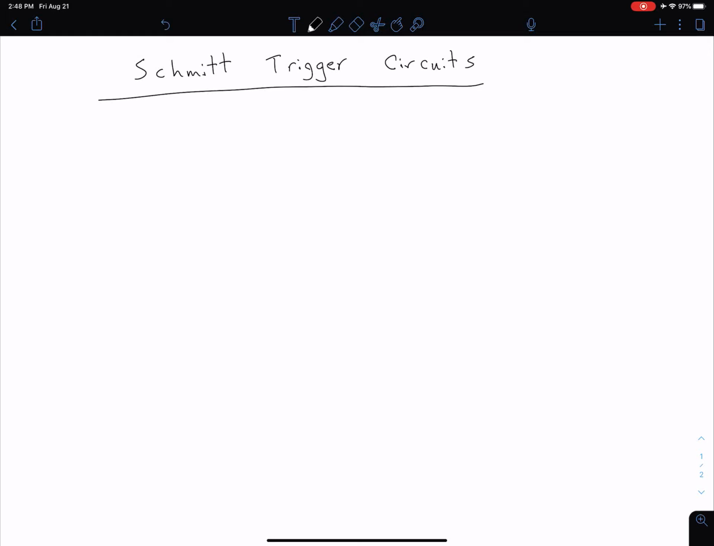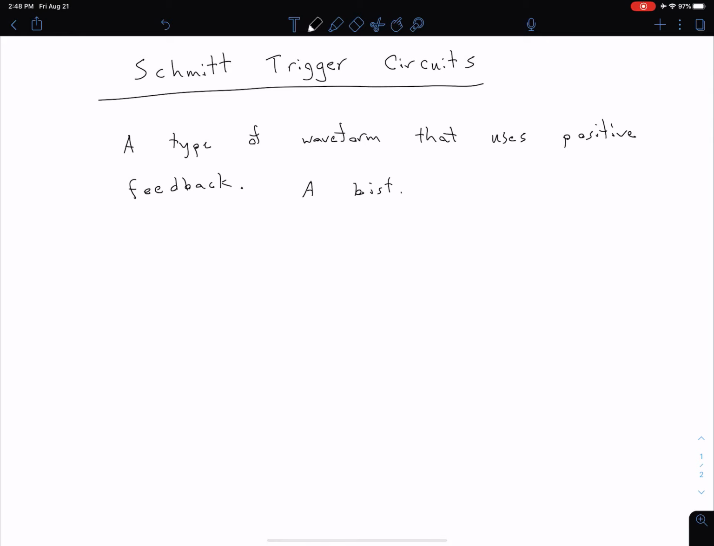Our next topic area is going to be Schmitt trigger circuits. And so what we're going to see is our Schmitt trigger is actually a type of waveform generator. And this waveform generator is actually using positive feedback, unlike most circuits that we'll talk about which use negative feedback. If we want to get more specific about what type of waveform generator it is, we can classify our Schmitt trigger circuit as something called a bistable multivibrator. And what that means is it's going to have two stable output states.